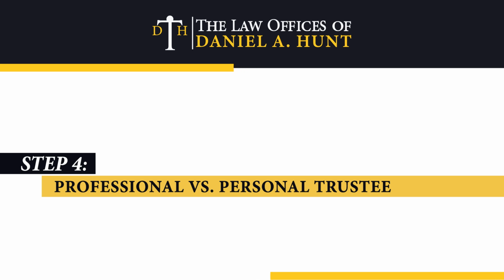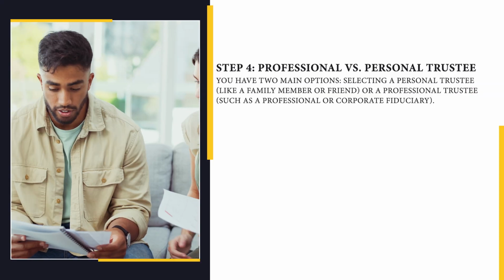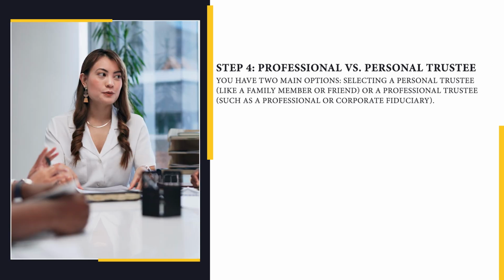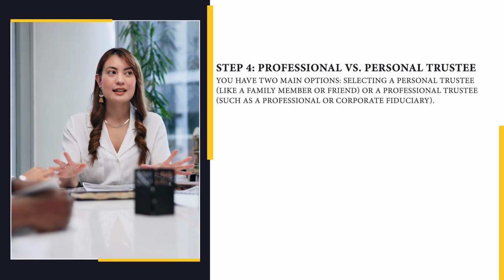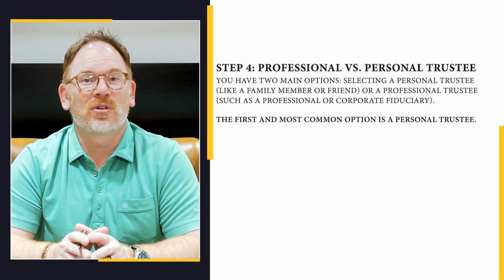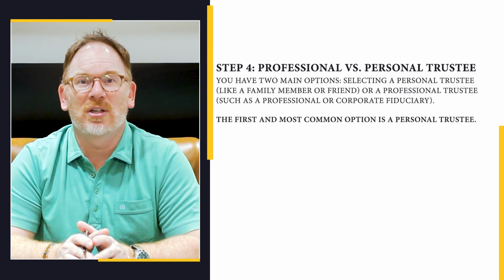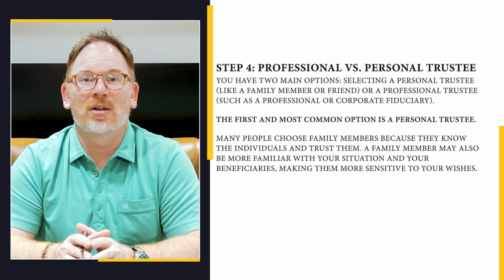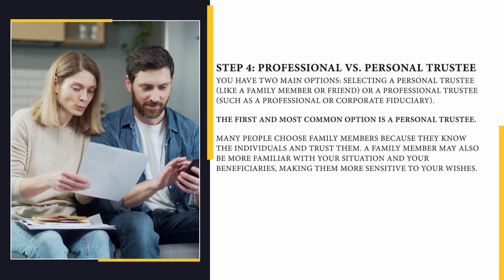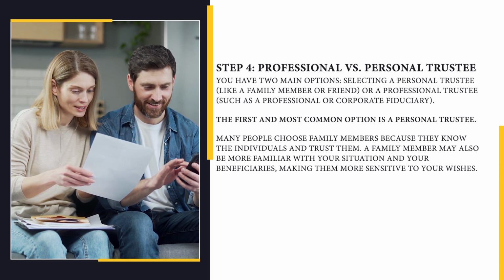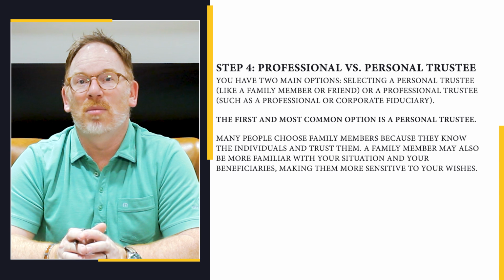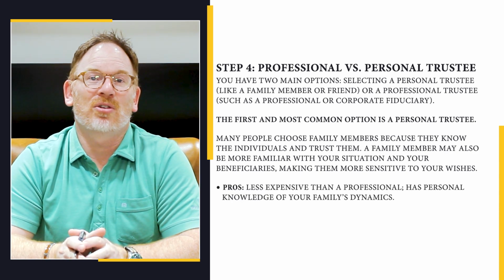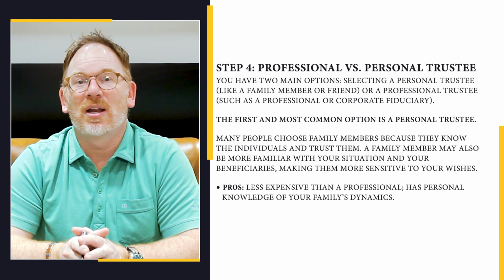Step 4. Professional versus personal trustee. You have two options here: selecting a personal trustee like a family member or friend, or a professional trustee such as a professional or corporate fiduciary. The first and most common option is a personal trustee. Many people choose family members because they know the individuals and trust them. A family member may also be more familiar with your situation and your beneficiaries, making them more sensitive to your wishes. The pros: less expensive than a professional, has personal knowledge of your family's dynamics.